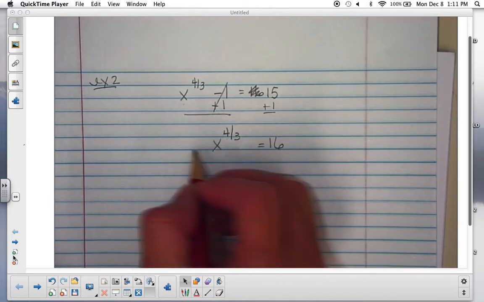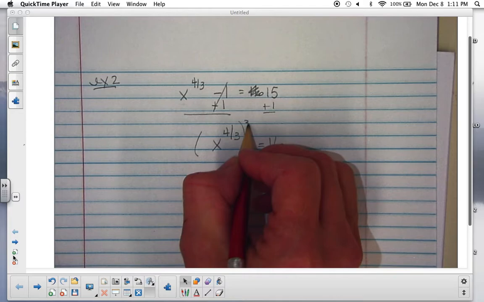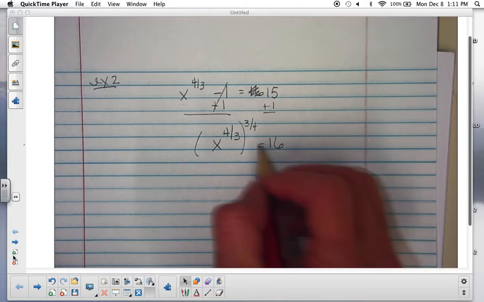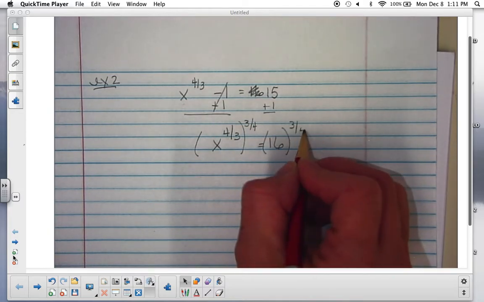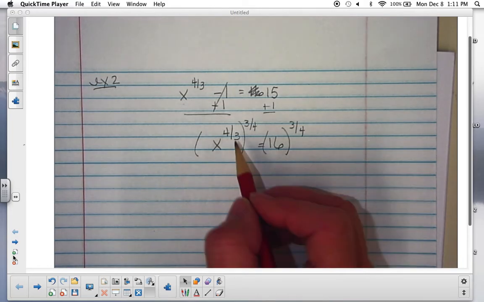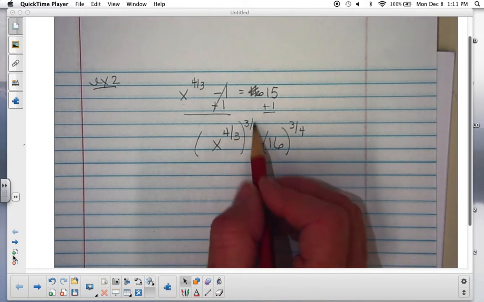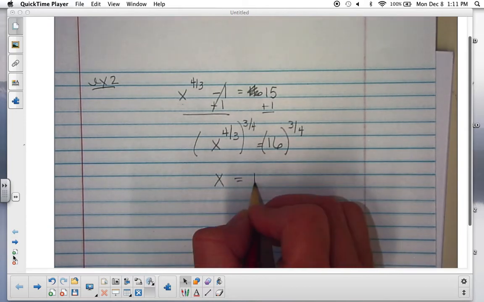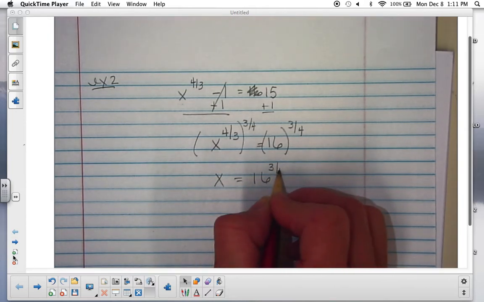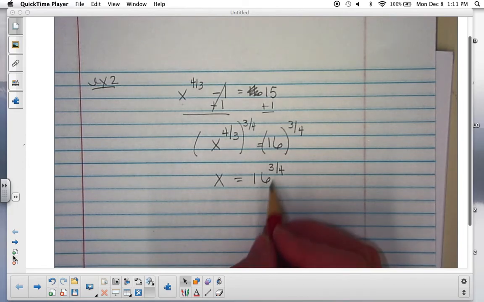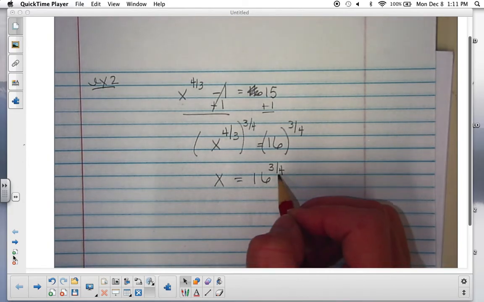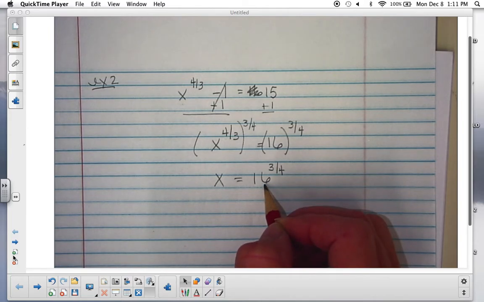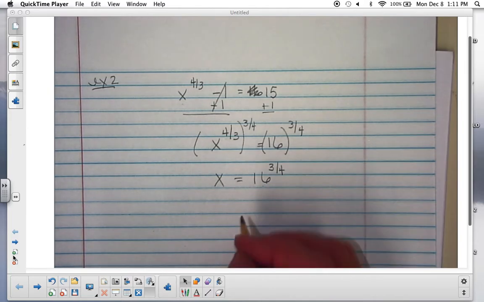And now I need to raise it to the 3 over 4. And if I do that on this side, I've got to do it on this side. 4/3 and 3/4 makes 12 over 12, or 1. That just makes a plain old x. And on this side, you can type that, again, into the calculator, 16 raised to the 3/4. Or you can do it in your head or over on the side. I'll take a 4th root of 16, which is 2, and then I'll raise it to the 3rd power. 2 to the 3rd is 8. My answer here is 8.